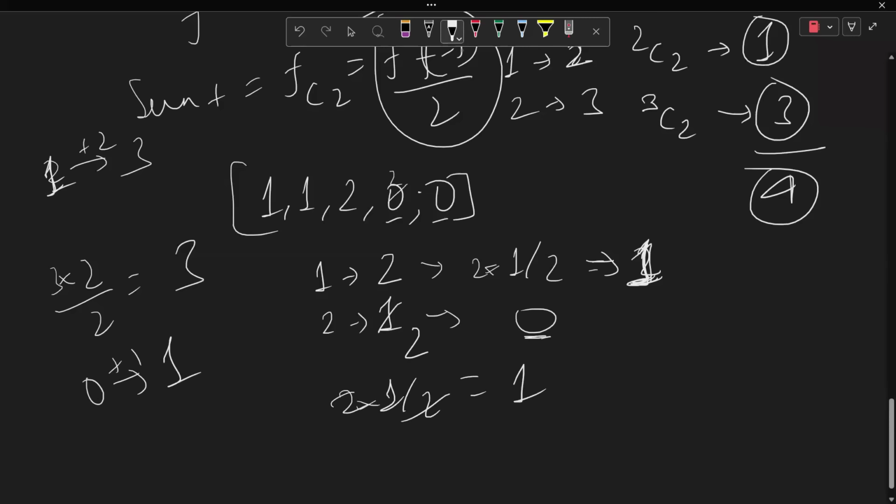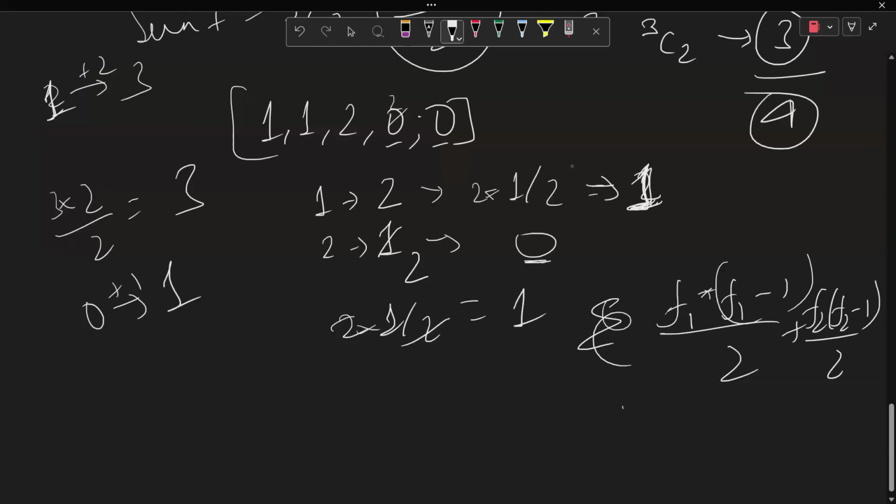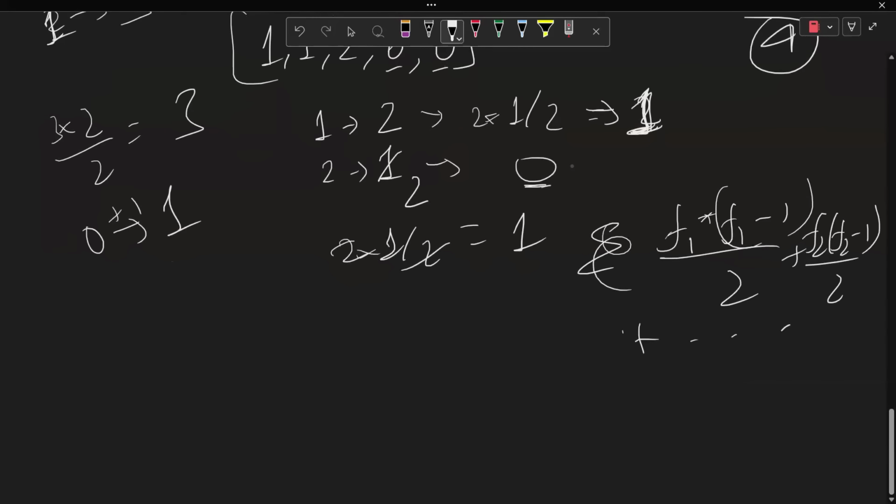Now you can realize that it would always be best to add these frequencies to the maximum frequency to get the maximum answer, because your answer is the summation of some f1 into f1 minus 1 by 2 plus some f2 into f2 minus 1 by 2, like this. Now among these f1, f2, f3, whichever is the maximum, if you increase that, that would give you the maximum benefit, because there you can see it's a multiplication.